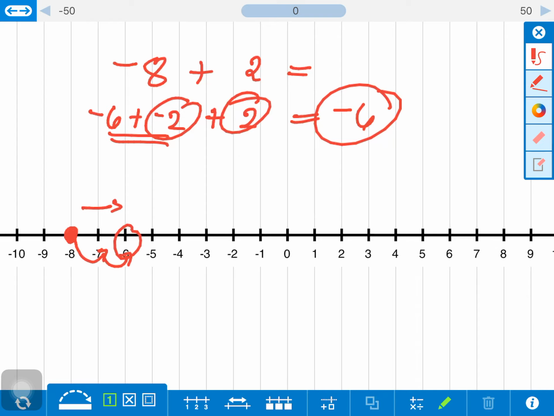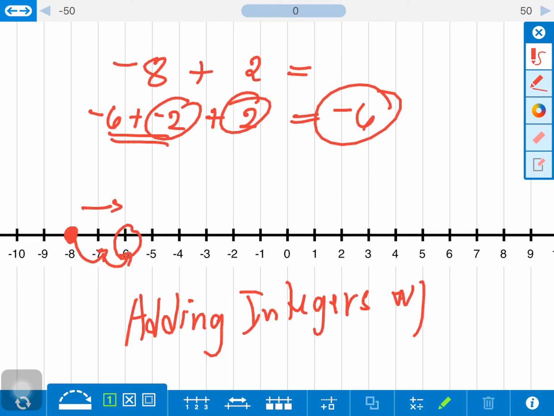So this first situation that I've shown you is when I'm adding integers with opposite signs or different signs. And to do that, you can either use the opposite concept or you can use the number line.